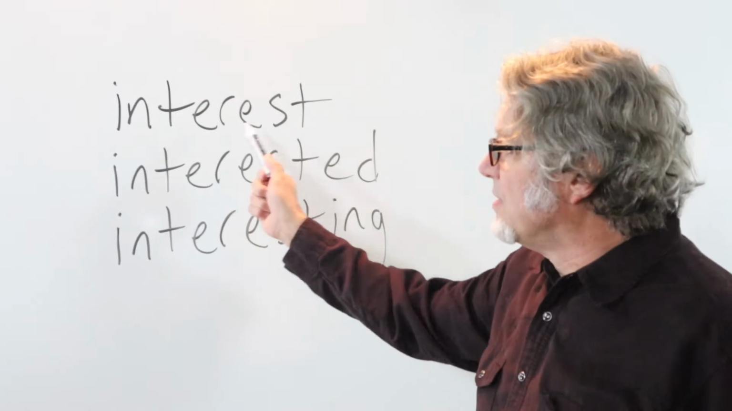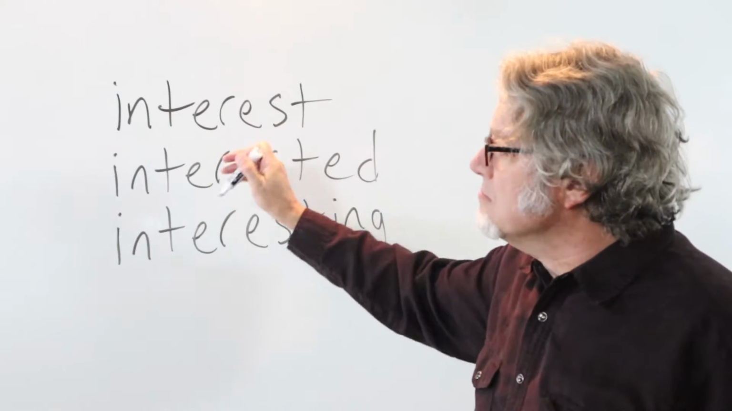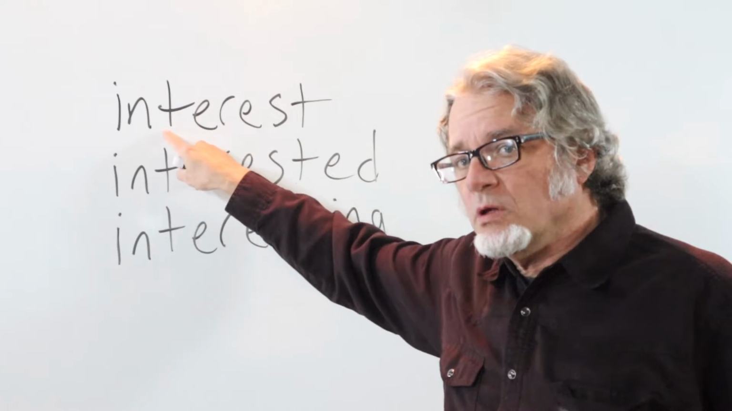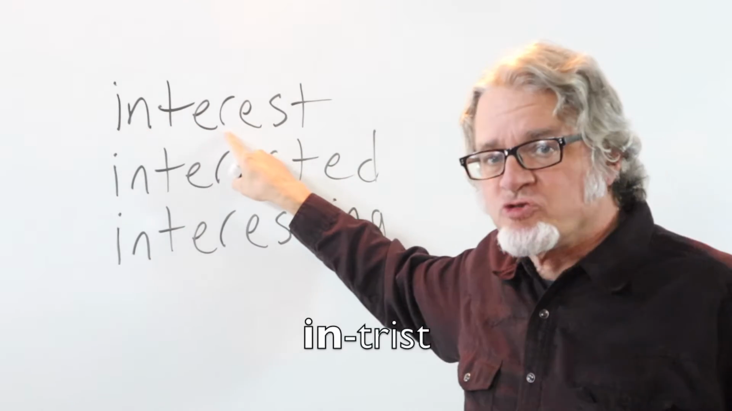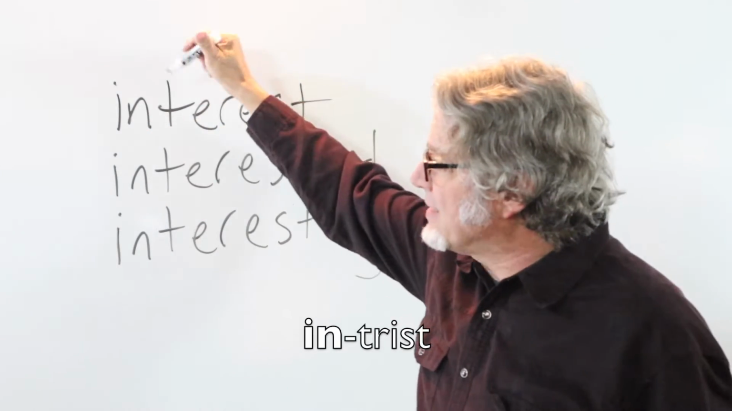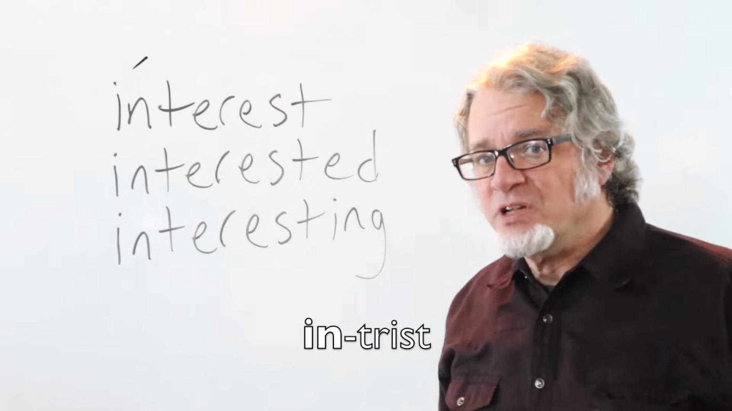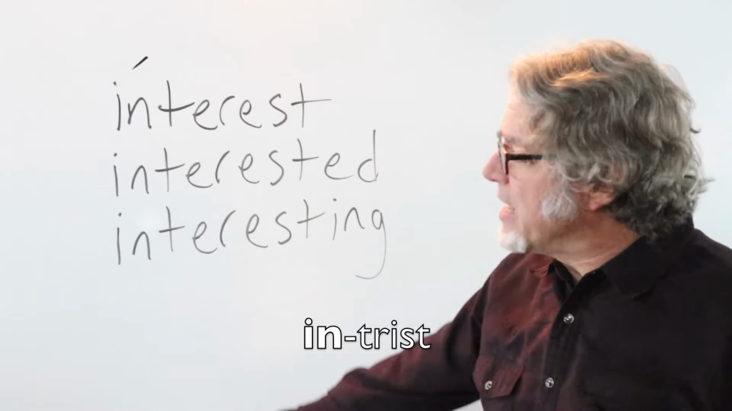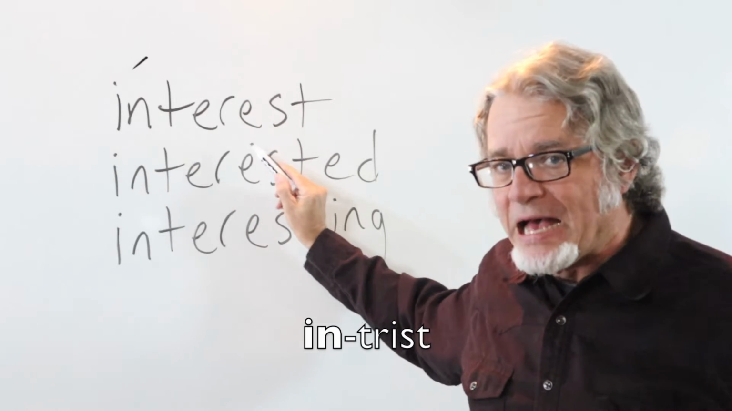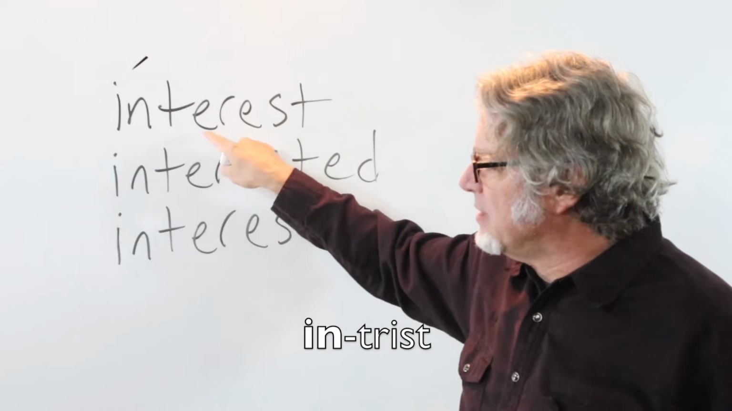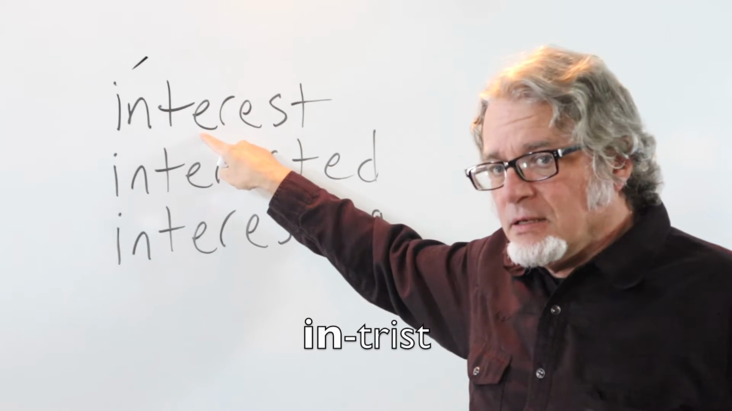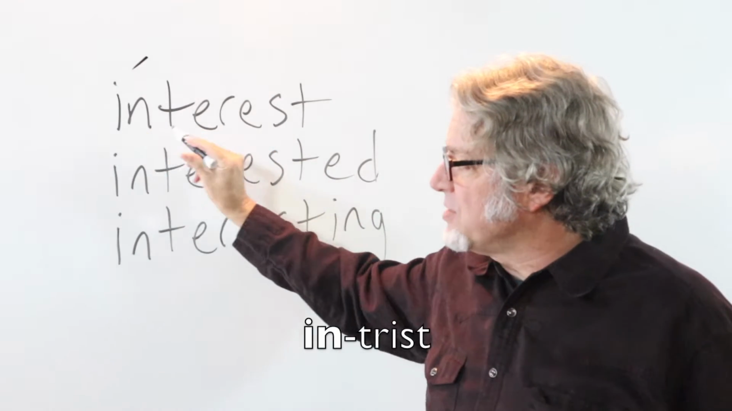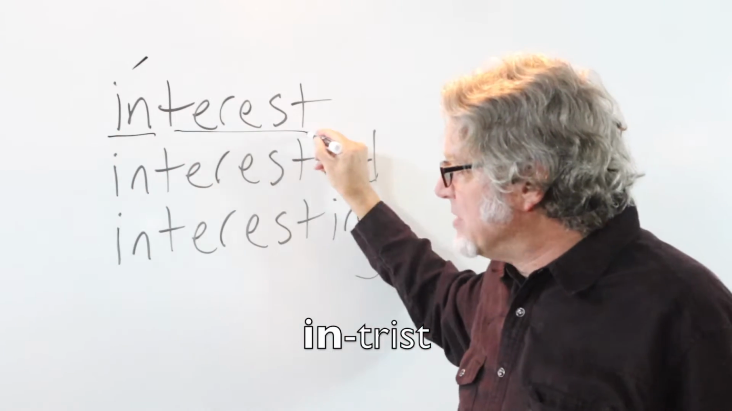To pronounce this word properly, most people will use just two syllables. Interest. The accent is on that first syllable. Instead of saying interest, sometimes you'll hear people pronounce this E. It should be just interest.